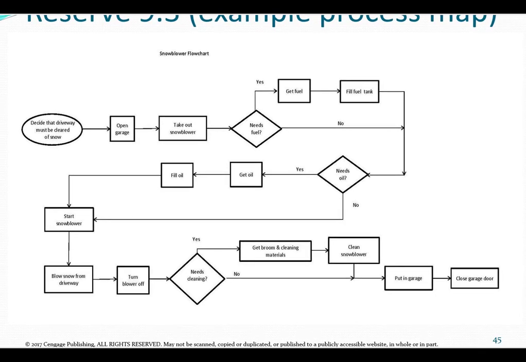So we must decide that the driveway must be cleared of snow, so that decision must be made, and then open the garage, take out the blower. You need to decide, does it need fuel? If it doesn't, then that's fine. If it does, you need to get fuel, fuel the tank, and then decide, does it need oil? If not, then you can go ahead and start snow blowing. Otherwise, you need to get the oil, fill the oil, and then start snow blowing.